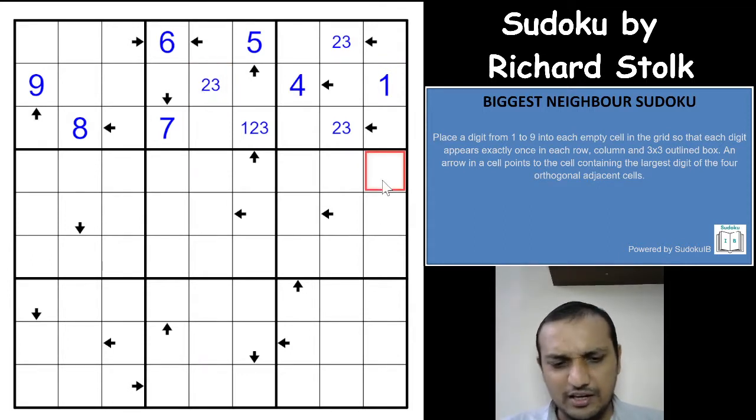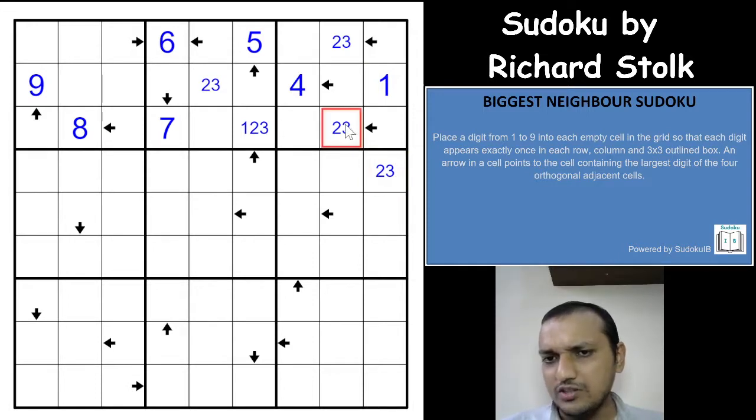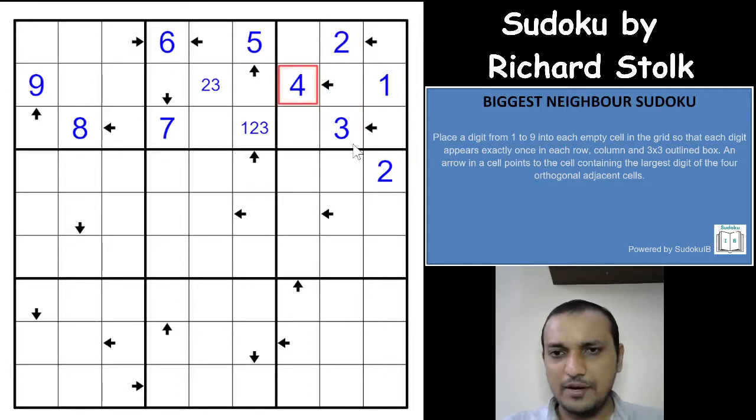Now this cell can only be a 2 or a 3, and of course both of these cannot be 3, because then you need to have arrows pointing in both directions, right? Which means both of these cannot be 2 as well. So one would have to be 2, another would have to be 3. So this is a 3 and this is a 2, because it is pointing to the maximum digit here. This cannot be 3.